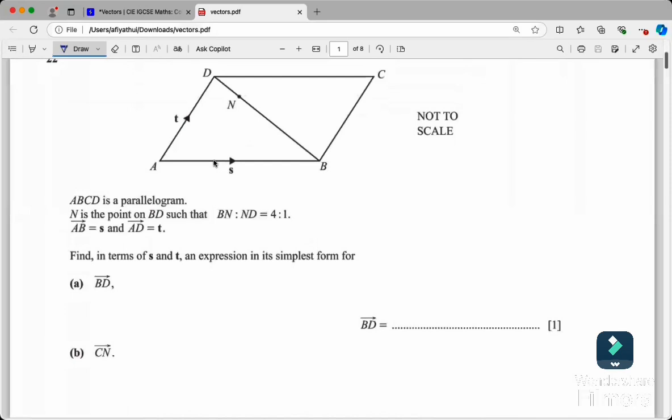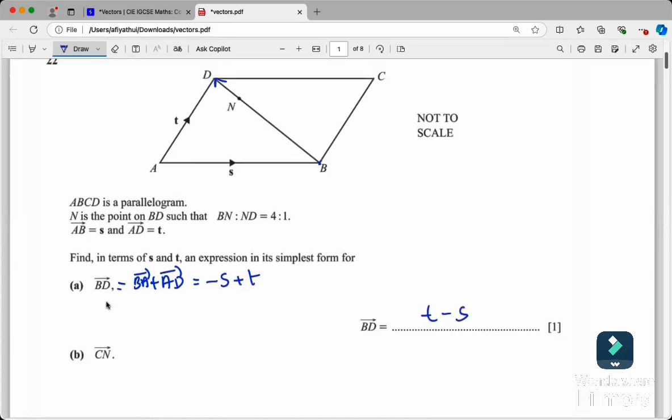N is the point on the BD such that BN and ND are in the ratio 4 is to 1. Okay. AB is S and AD is T. Find in terms of S and T an expression in its simplest form for BD. All right. So the BD starting is B and the ending is D. So BD, you can go from B to A and A to D. So you can take a vector in the direction B to A and A to D, and both of the vectors are available. So it is going to be B to A, change the direction, so minus S plus T, or you can just simply write it as T minus S.